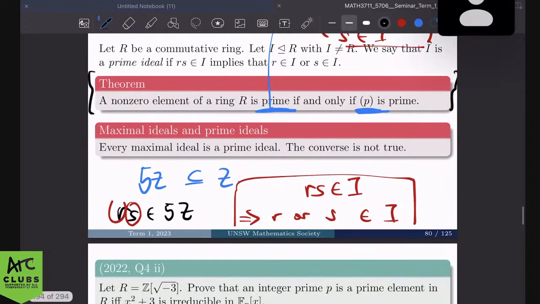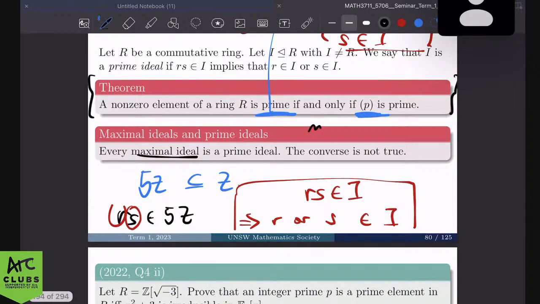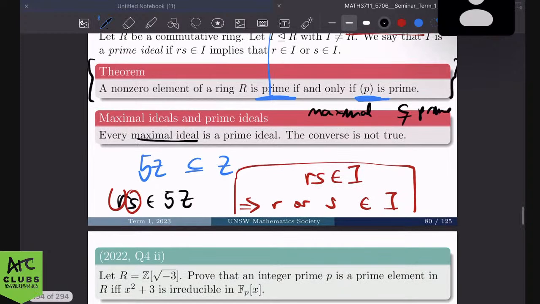Okay. It can be proven that a maximal ideal is a prime ideal, which means that maximal ideals are a subset of prime ideals. But the converse is not true, which means that there are some prime ideals that are not maximal. Okay.